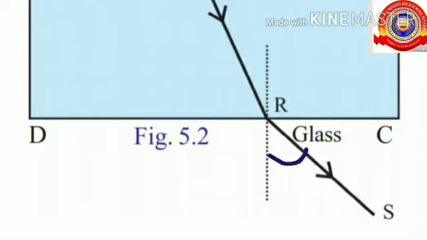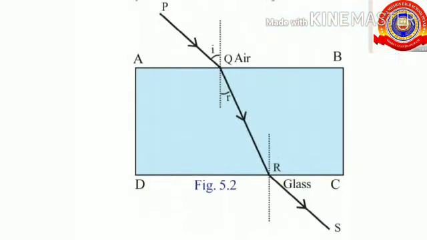That means while entering from air to glass, that is from a medium of lower optical density to that of a medium of greater one, the refracted ray deviates towards the normal, and when light enters from a medium of greater optical density to that of a lower one, the refracted ray deviates away from the normal. And here we can see that the angle of incidence, angle of refraction and the normal at the point of incidence are on the same plane.